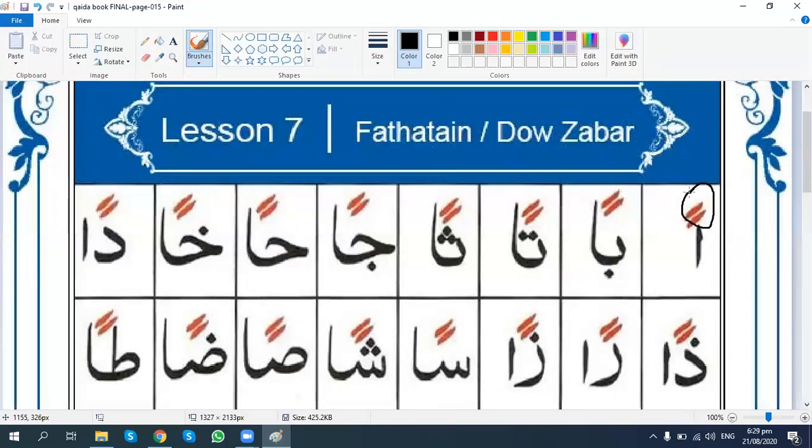The sound of double fatha is an. Also always keep in your mind that we will add the sound of noon every time at the end of the double fatha.